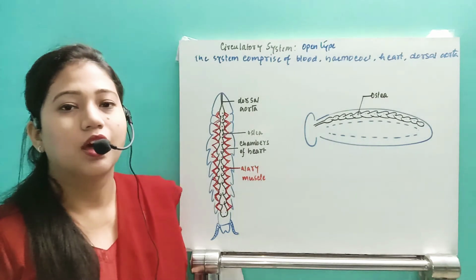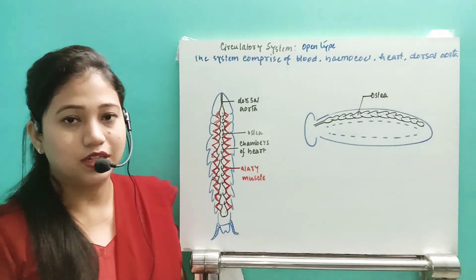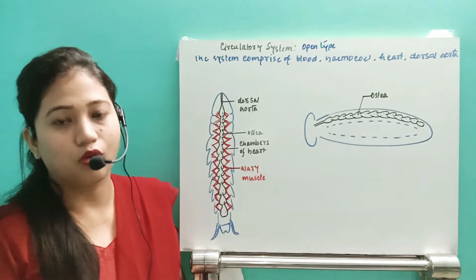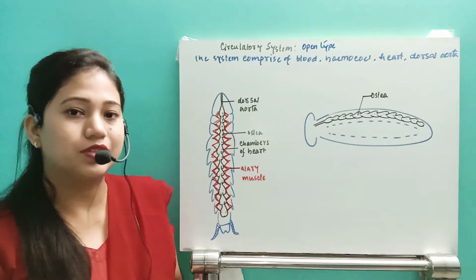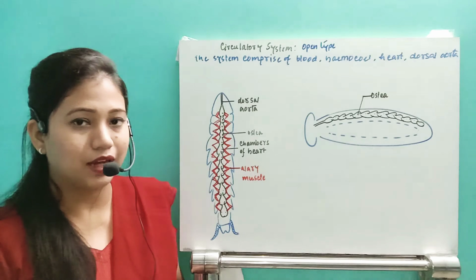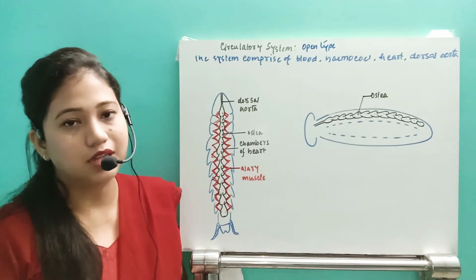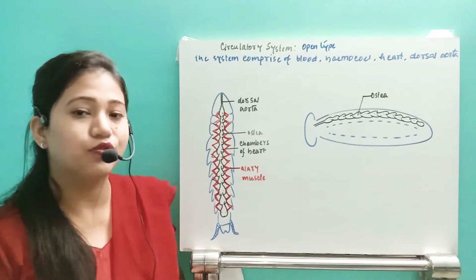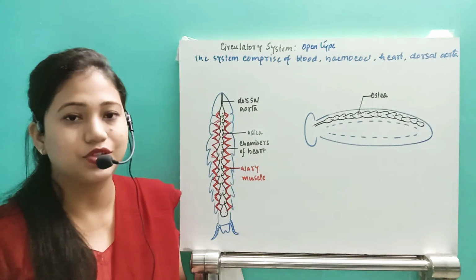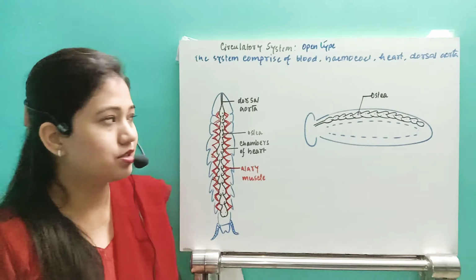Hello everyone. Today we are going to start with the next part of the anatomy of cockroach. In the last video we have seen the first physiological system we have discussed, that was the digestive system. In this video we are going to start with the circulatory system. So let's just start with the circulation.